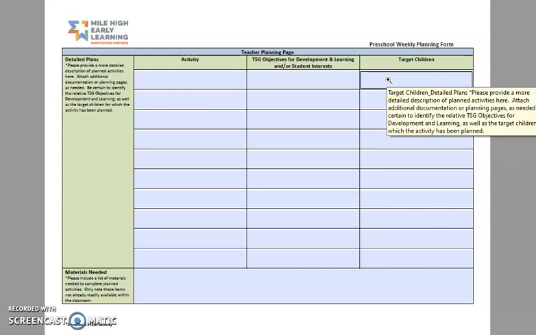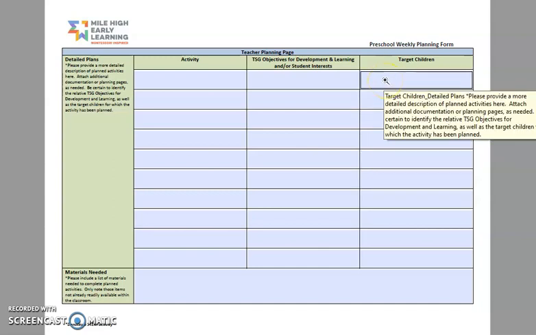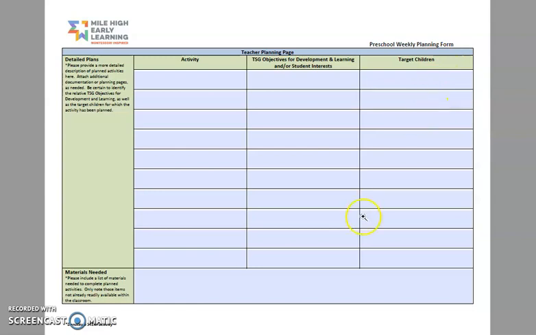We're not displaying the back page for anybody to see, but it still needs to be filled out. And we wouldn't want anybody to accidentally flip it over and see information about other people's children. So please make sure you're using initials, and please make sure that every single child in your classroom is represented somewhere here on the back of the lesson plan. So that means some activities you might say all, and that's okay. But we wouldn't put that for every single activity on the back of the preschool weekly lesson plan form.